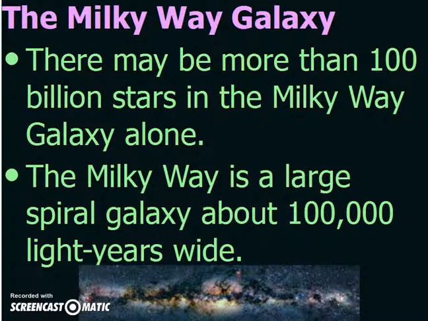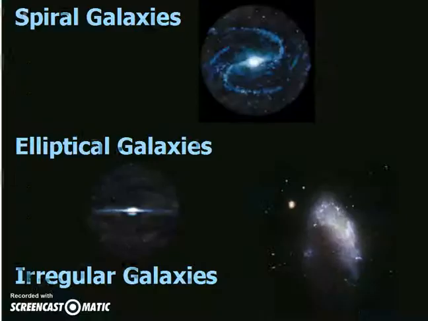So the Milky Way is said to have more than 100 billion stars in our galaxy alone. It's a very large galaxy, and it's a spiral galaxy. Okay, so it's said to be about 100,000 light years wide. Now, if you'll think back a couple of slides, we talked about how far a light year is. Okay, so if you can equate miles and multiply that by 100,000, that would tell you how wide our galaxy is. It's pretty big.